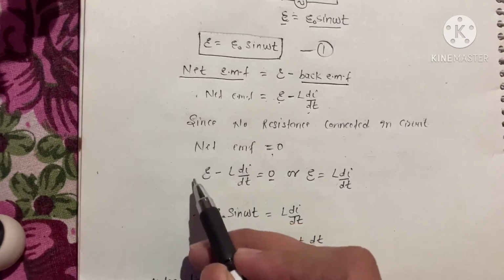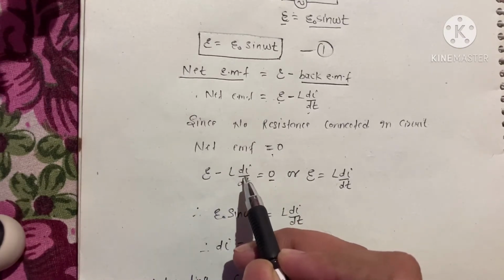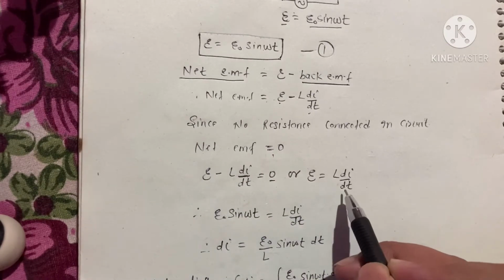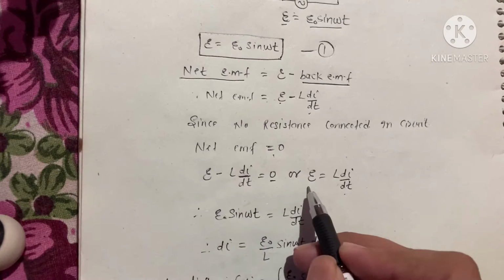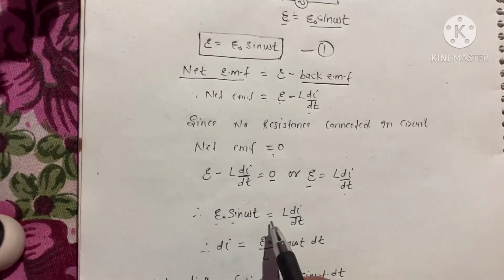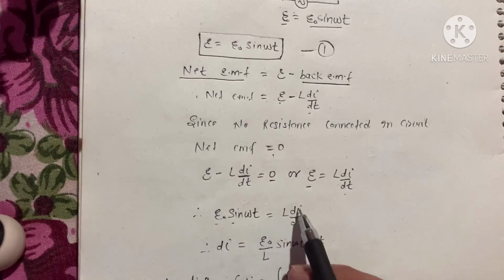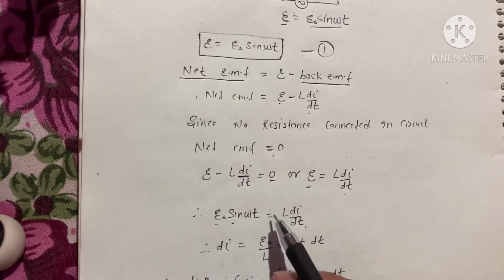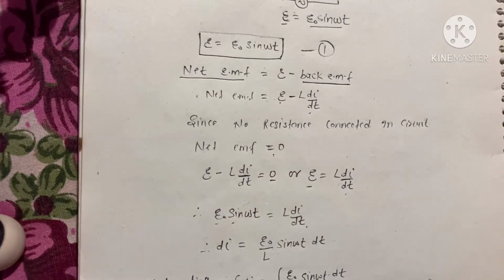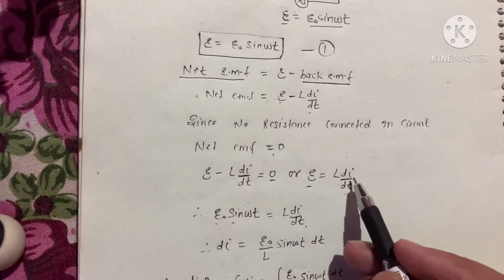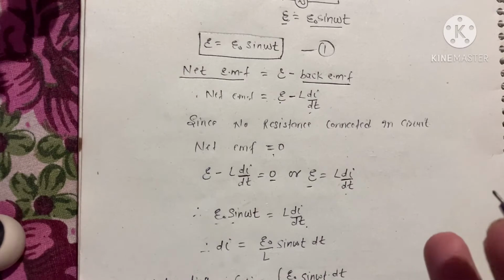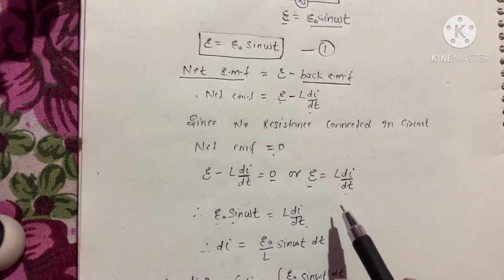Now this equation will help us find the current, because here we have di. So I can write E is equal to L di by dt. What is E? E is nothing but E0 sine omega t. So E0 sine omega t is equal to L di by dt, and therefore we can find di. Since we have di, if we want I we have to integrate, but before integration we have to convert our equation into a suitable form. That is the method of integration.